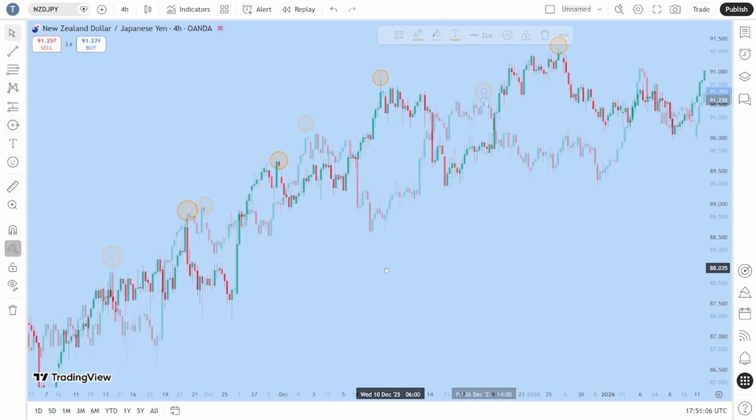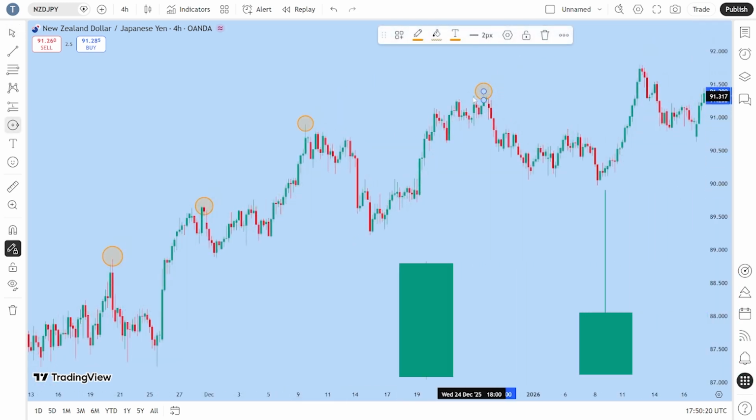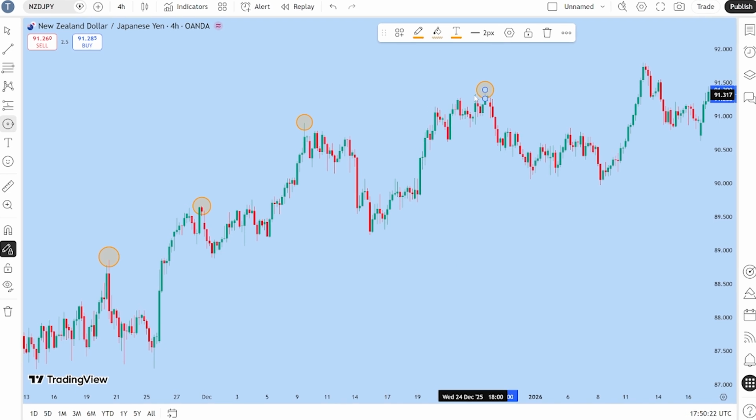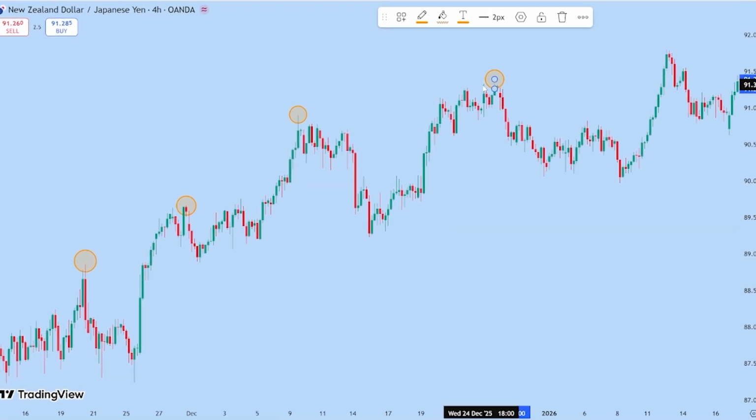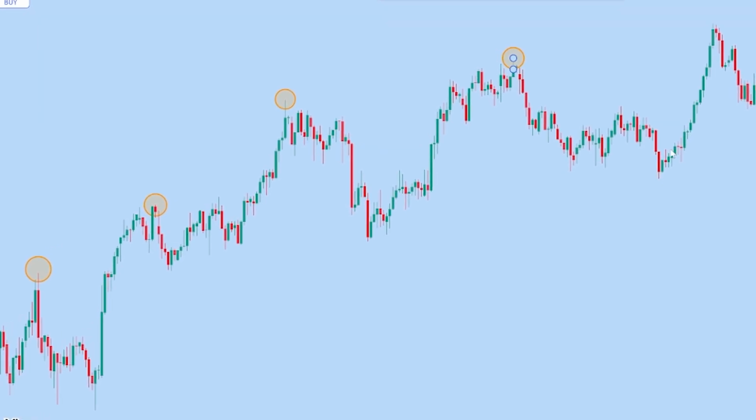Now here's the important part. A single candle means nothing. A wick means nothing. What matters is structure. A swing high is confirmed only when price moves away from that high. Without that movement, you don't have a swing high. You only have a temporary high. And that difference is critical.